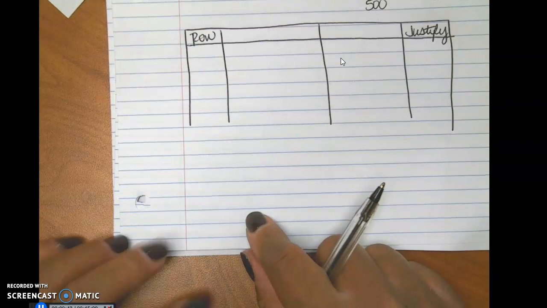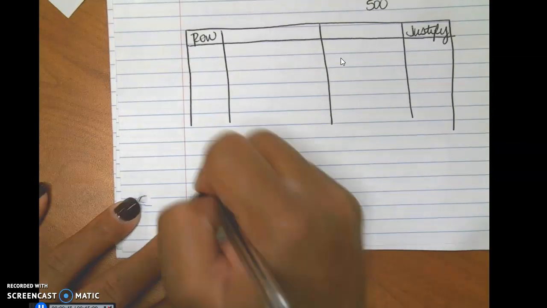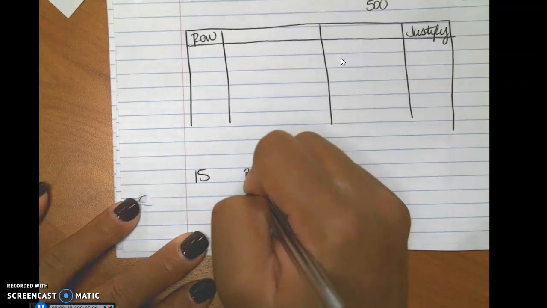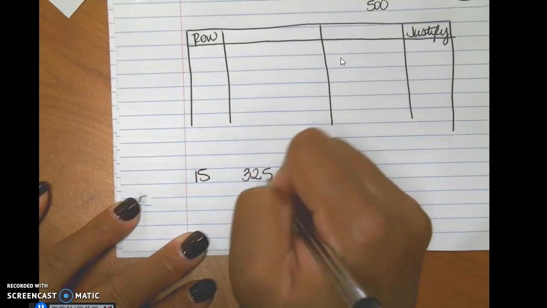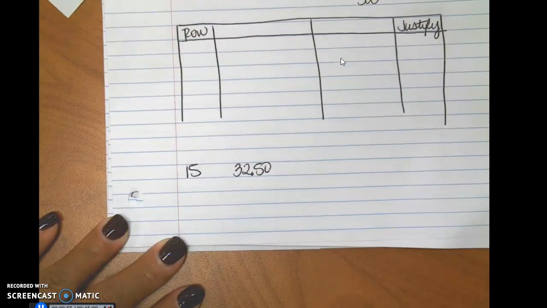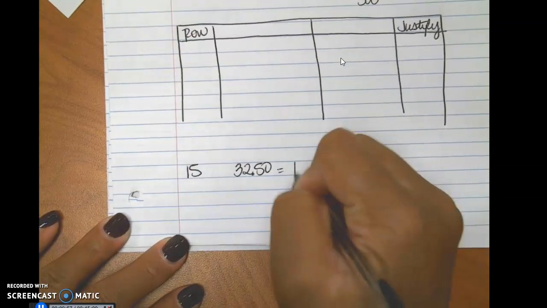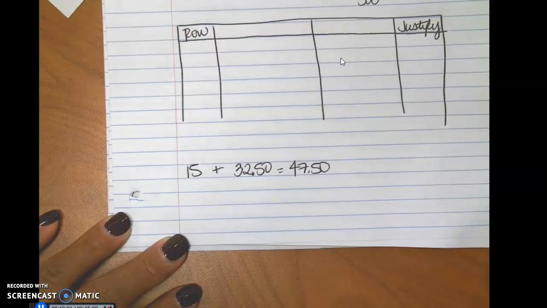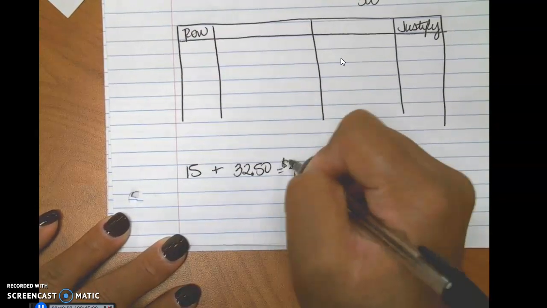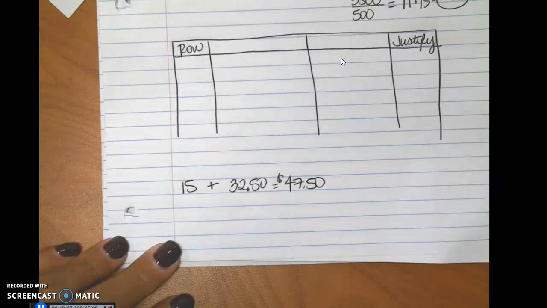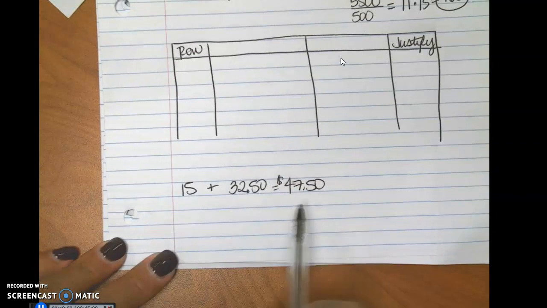So how much is he paying for the shirt? $15. And how much is he paying for the jeans? $32.50. What's his total? $47.50, and you add them. But does that include the tax? No. What portion of the bill is this?